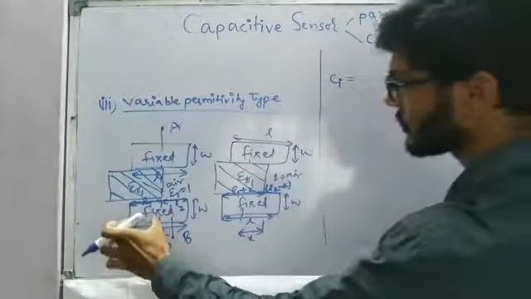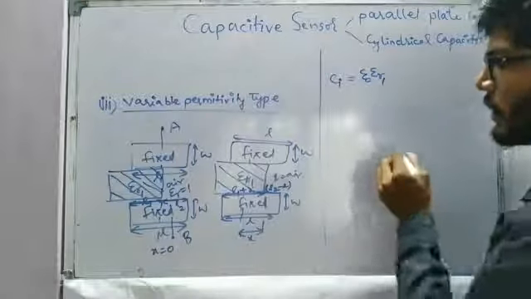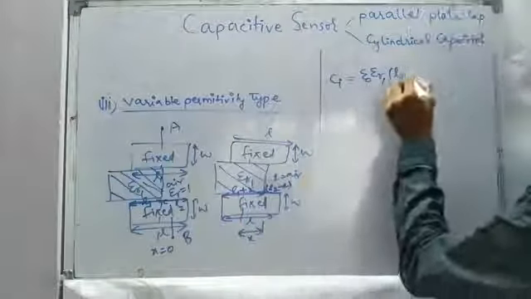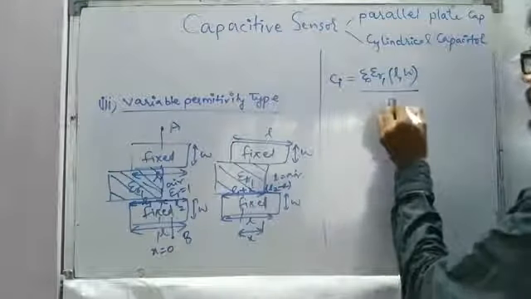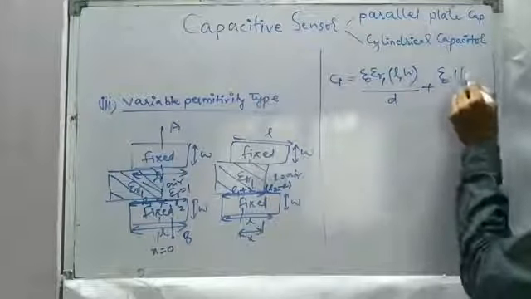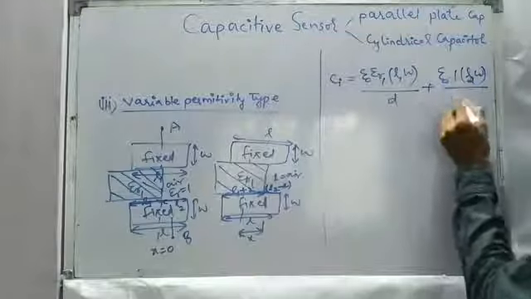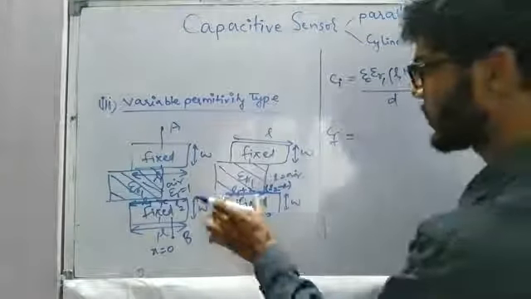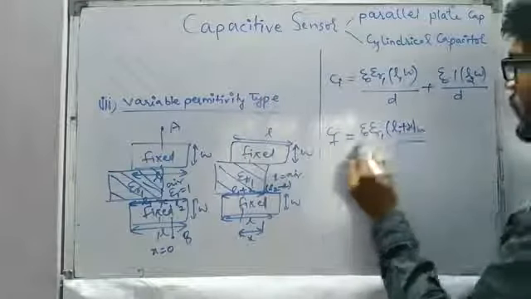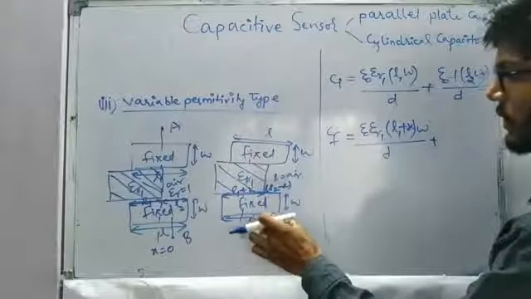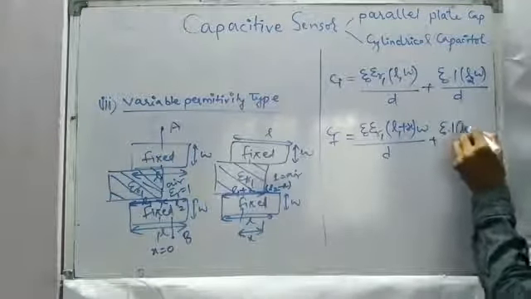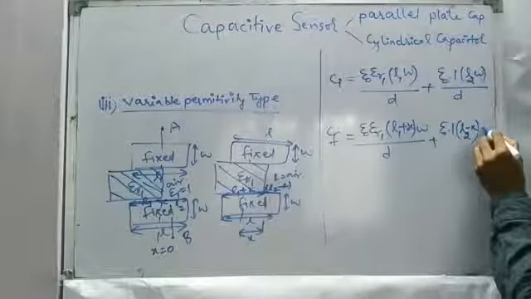So C1 plus C2. This C1 is epsilon naught epsilon R1 into L1, and width is W divided by D, plus capacitance C2 is epsilon naught, and epsilon R is 1, the relative permittivity of air is 1, and the length is L2 and width is W divided by D. And in the final case the capacitance C1 is going to become epsilon naught epsilon R1 into L1 plus X, the width is the same and the separation distance is again the same, plus the leftover capacitance is going to be epsilon naught, relative permittivity of air is 1, and the length is decreased from L2 to L2 minus X, and then width is the same and D.